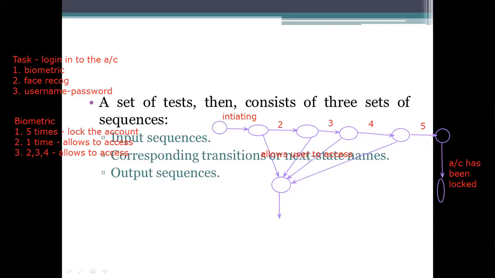So here the testing means, to get into this, whether after the fourth trial I am able to get into my account or not, we need to see. So here we need to perform the input. The input sequence here is 3 times we need to fail. 3 times we need to fail means we need to give the wrong biometric as an input here, not a correct one.